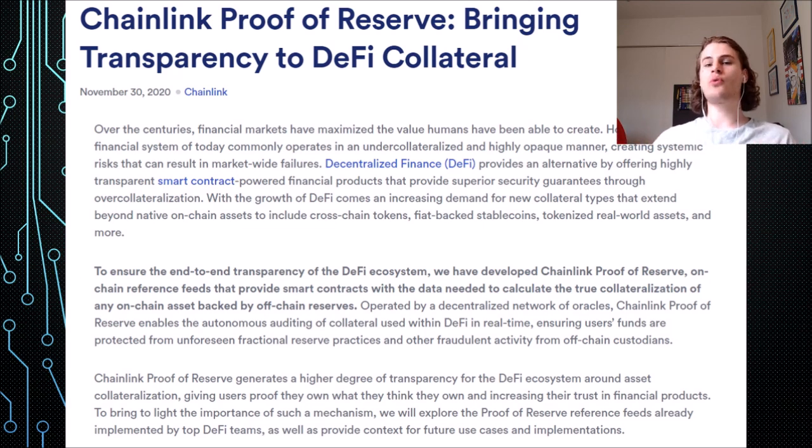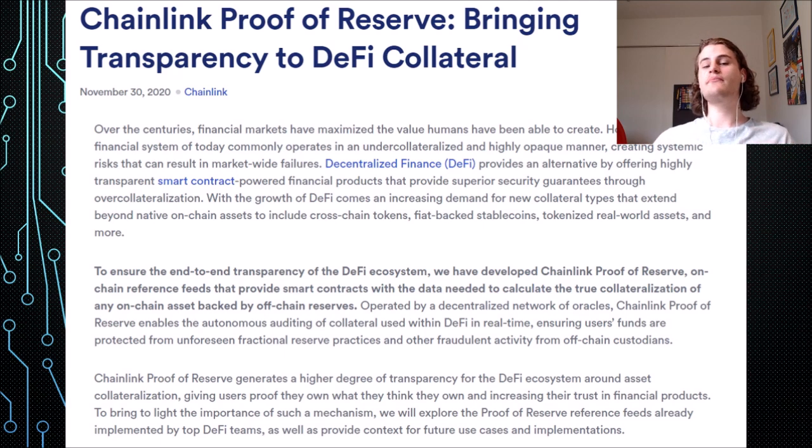Of course, we don't want assets to be under-collateralized, and Chainlink's proof of reserves will make sure that all assets are properly collateralized or over-collateralized, so it adds a lot more transparency into the ecosystem. Essentially, Chainlink on-chain reference feeds can provide smart contracts with the data needed to calculate the true collateralization of any on-chain asset backed by off-chain reserves. So Chainlink can essentially calculate the collateralization of any asset in the decentralized finance ecosystem.